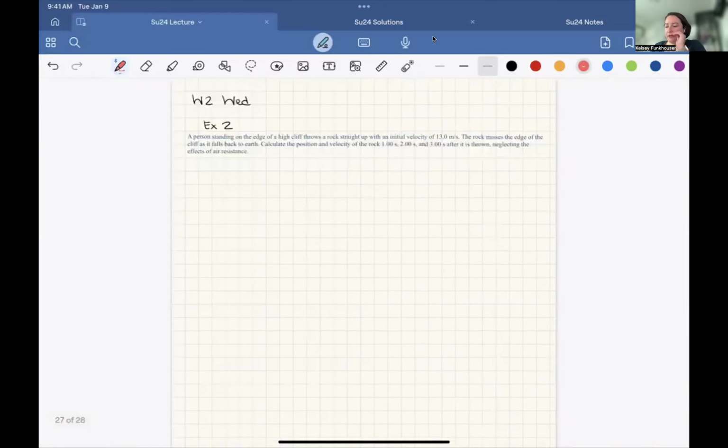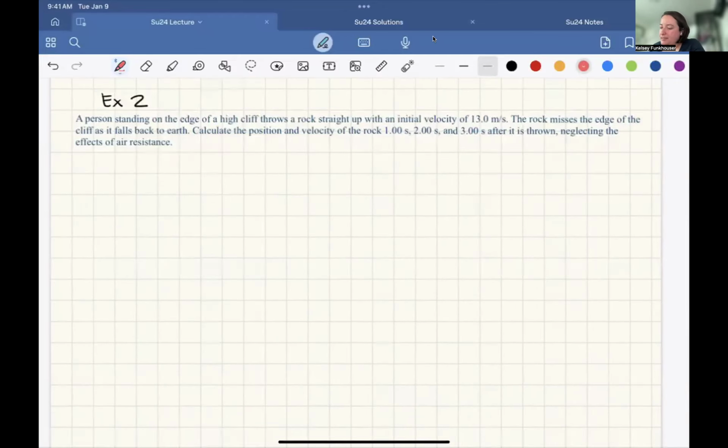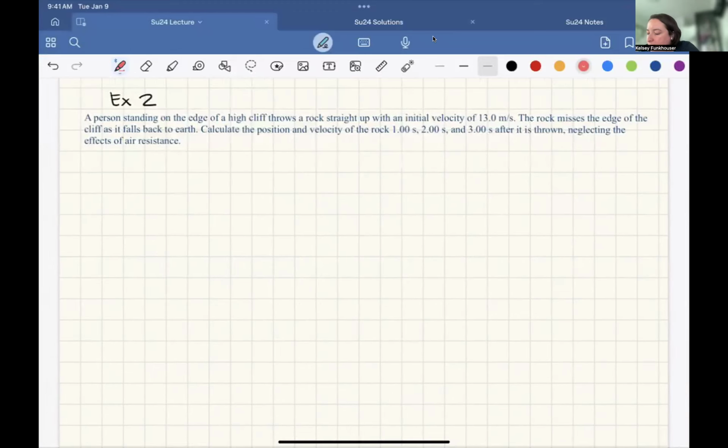Okay, cool. Next example. So we have a person standing on the edge of a high cliff, and they throw a rock straight up with an initial velocity of 13 meters per second. The rock misses the edge of the cliff as it falls back to earth. Calculate the position and velocity of the rock at 1 second, 2 seconds, 3 seconds after it's thrown, and we're going to ignore air resistance, which is good because we haven't even learned about that. So let's draw another cliff. You will see this is a very common theme with the examples in this lecture. The next one is also a cliff.